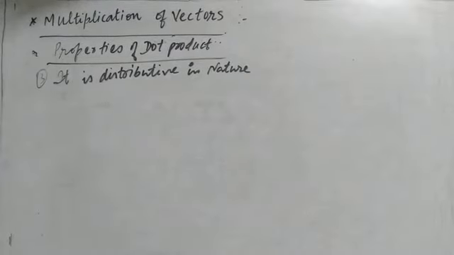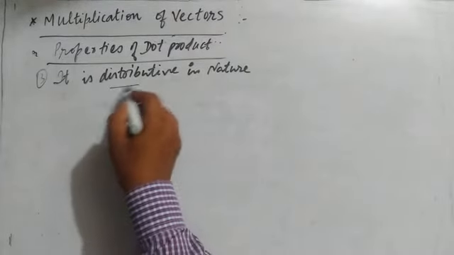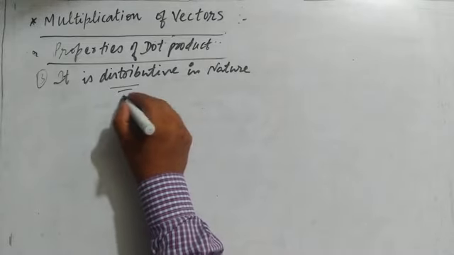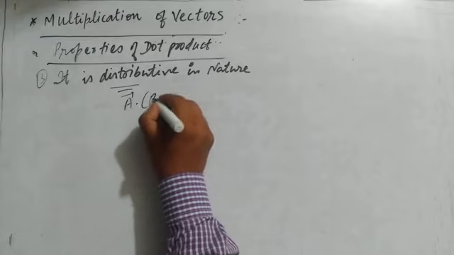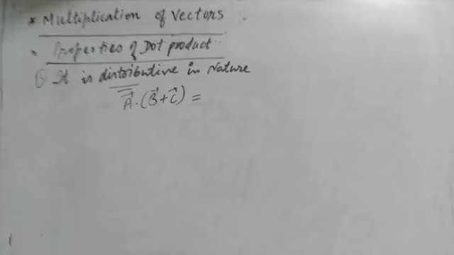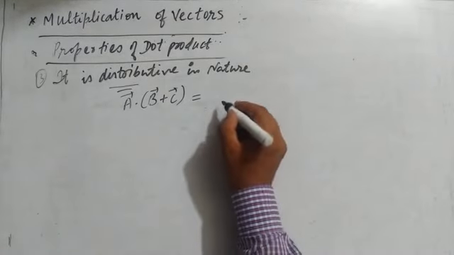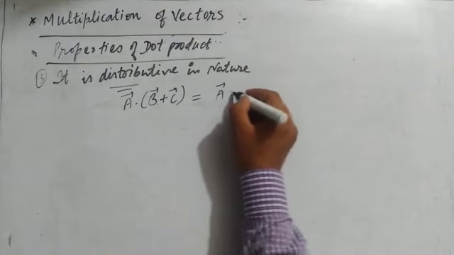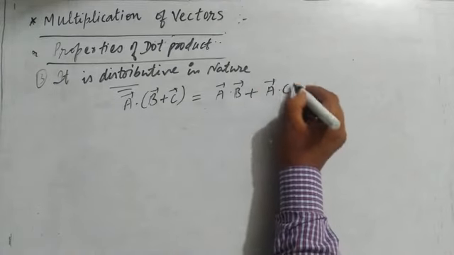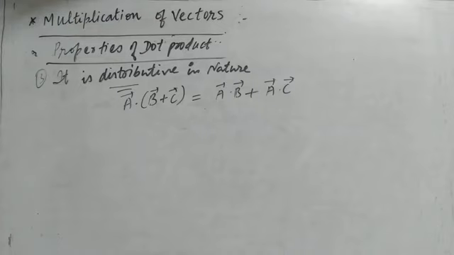Another property of dot product is it is distributive in nature. Distributive means if we find out the dot product of a dot (b plus c vector), then it comes out to be a dot b plus a dot c. This nature is called distributive nature. Now we can prove this by taking an example.